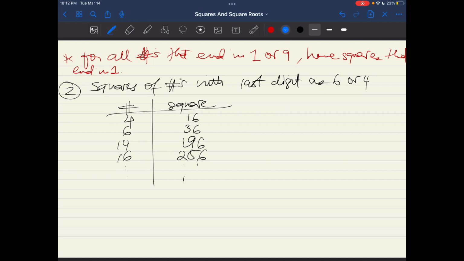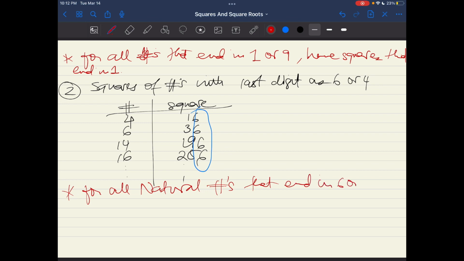What do we see? We see that for all numbers that end in 6 or 4, their squares are ending in 6, right? So now, again, what did we see? We see for all natural numbers that end in 6 or 4, or they have 6 or 4 at units place, the square ends in 6.